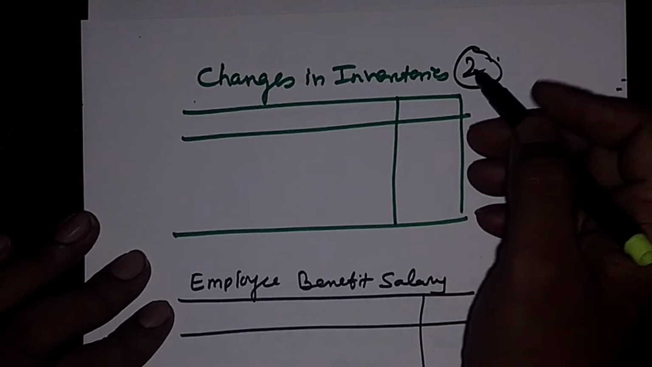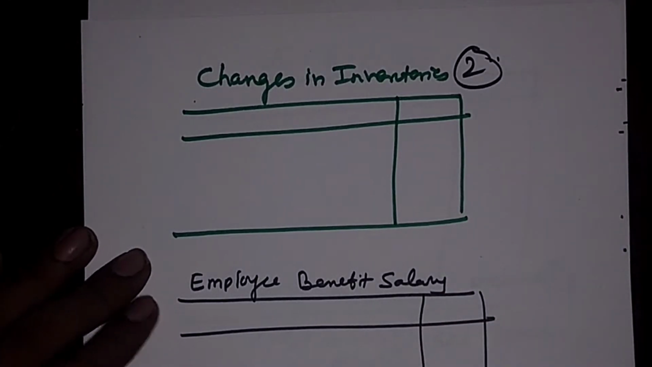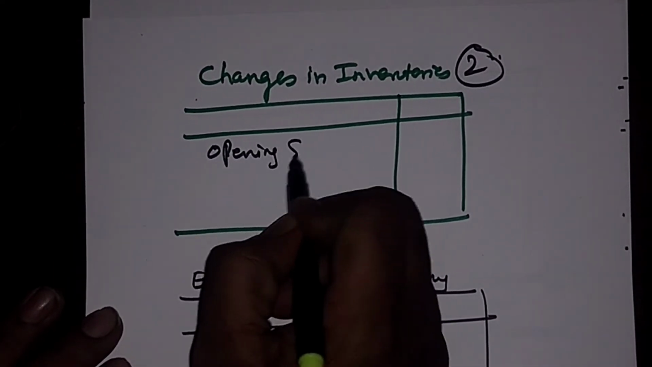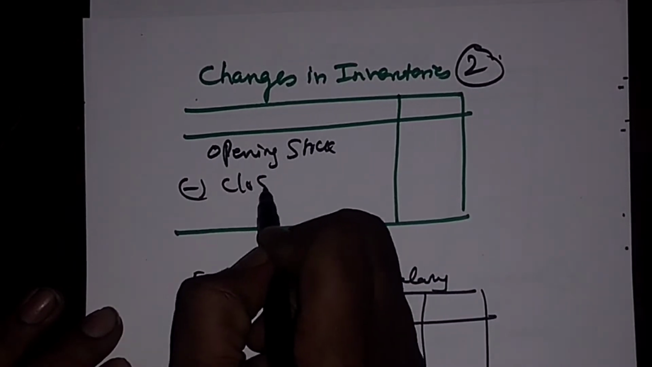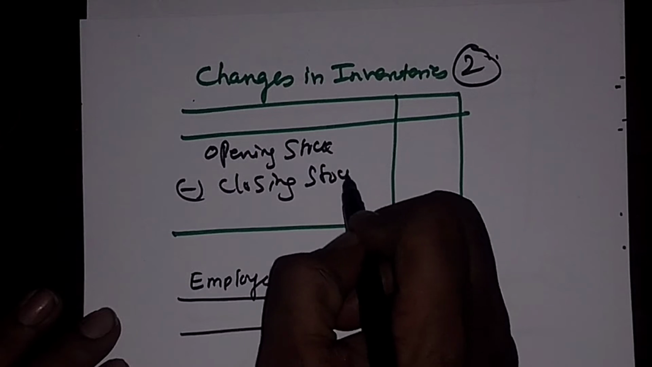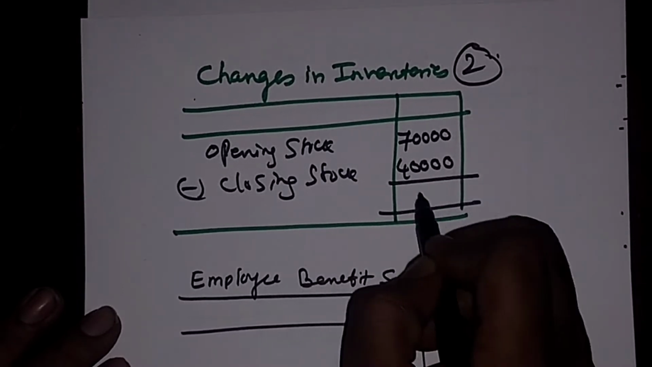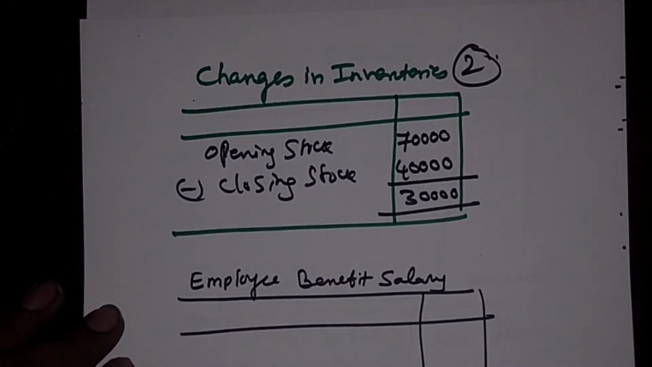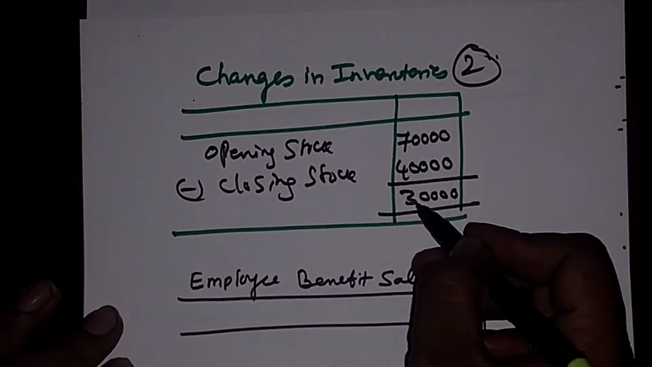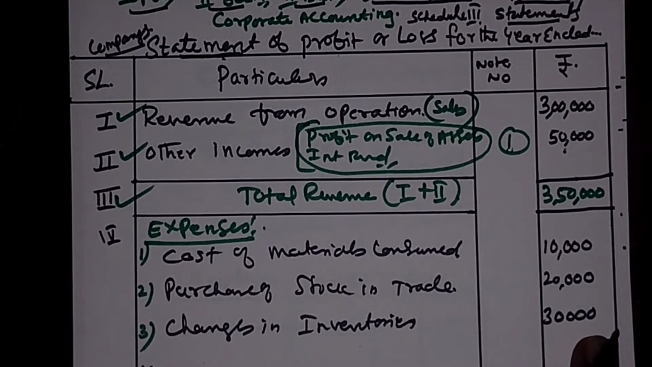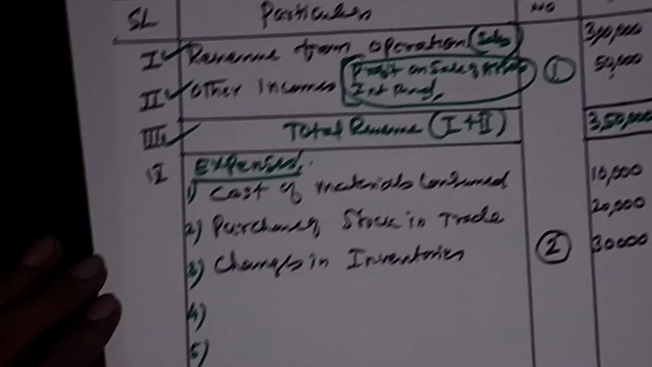Why will I take it as note number 2? Because already note number 1 I have shown for other incomes. Now, changes in inventories refers to opening stock minus closing stock. For example, opening stock is 70,000, closing stock is 40,000. I get the balance of 30,000. This is called changes in inventories. This 30,000 only I am showing in changes in inventories. How has this changes in inventories arisen? You see note number 2 in the following tables.